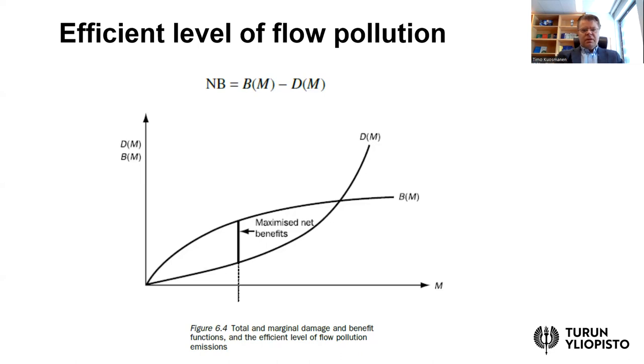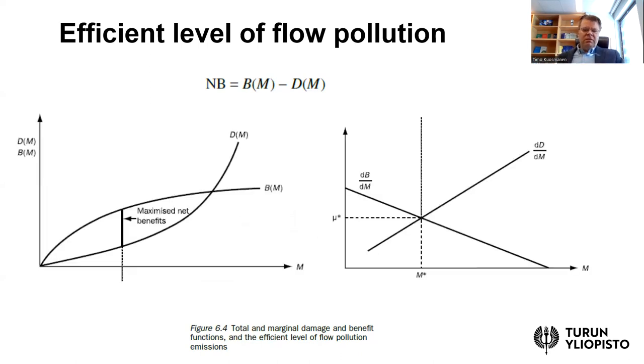This is the idea. So then the next question would be, suppose that we know we have this benefit function and the damage function, how would we find this in practice? This is when we resort to microeconomic theory and start to differentiate. So then we have this notion of marginal benefit and marginal damage.